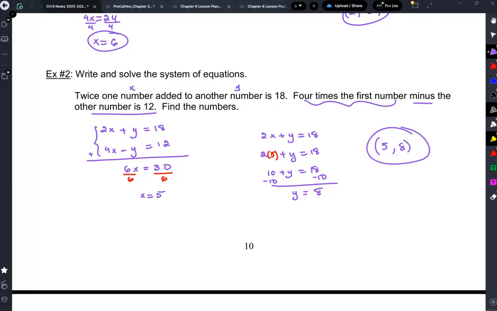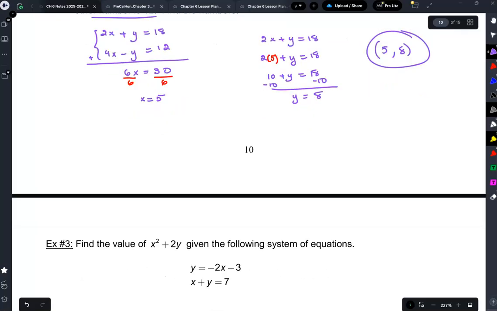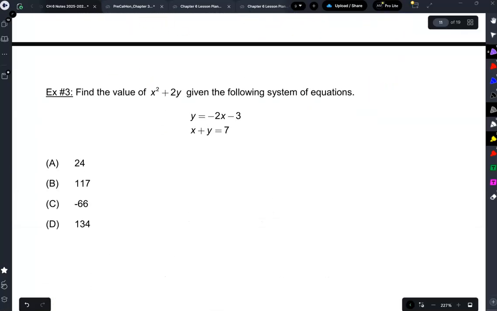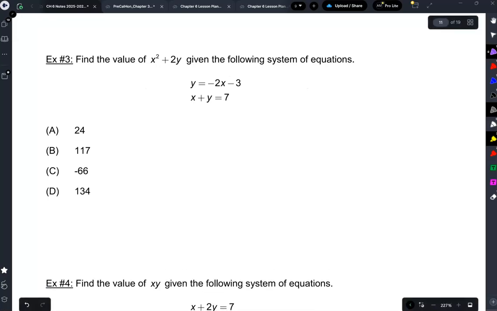Okay. Now, this one is at another level. Okay? Look at this one. This one doesn't just say to solve. After we solve, we need to find x squared plus 2y. Well, that's for a couple of minutes from now. But first, let's solve this.